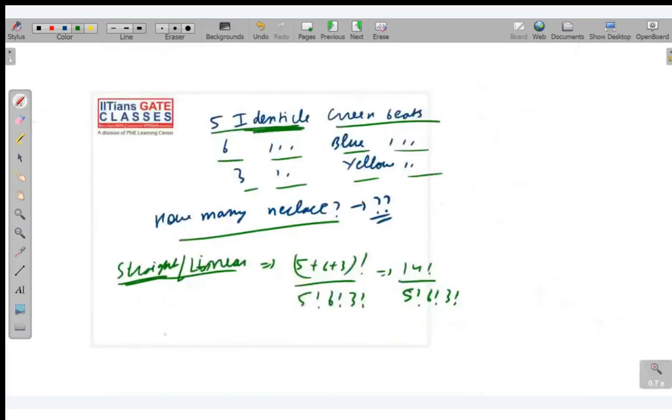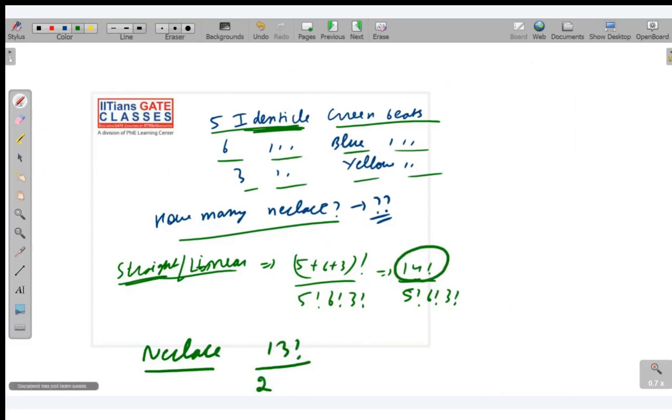Now what about my necklace problem? I have told you 14 objects are there. So I will say 13 factorial, and divided by 2 also. Why divided by 2? Because necklace 180-degree flipping is allowed. So 13 factorial divided by 2, rest everything will be the same: 5 factorial, 6 factorial, 3 factorial. This is my answer.